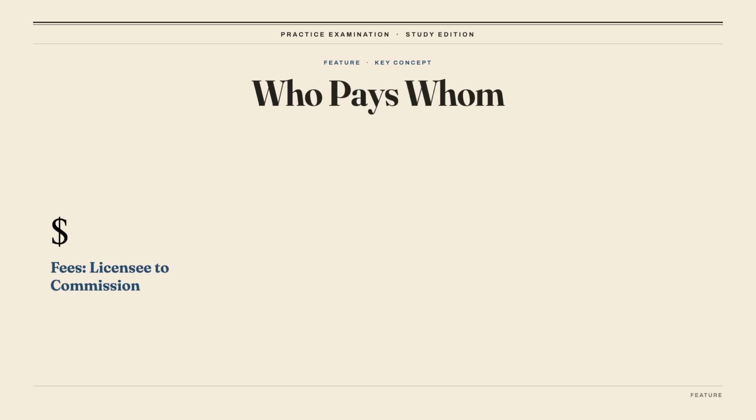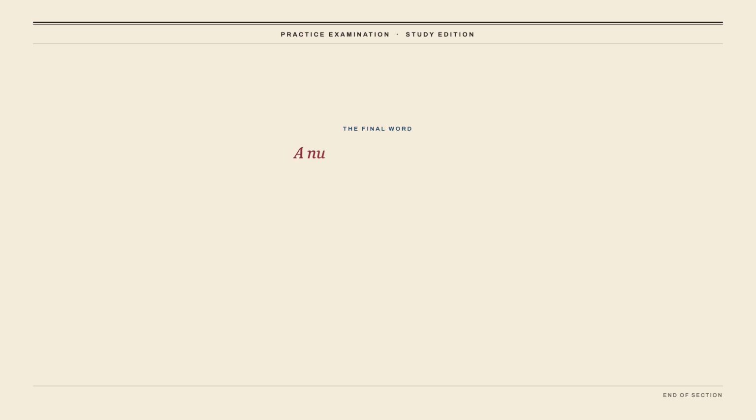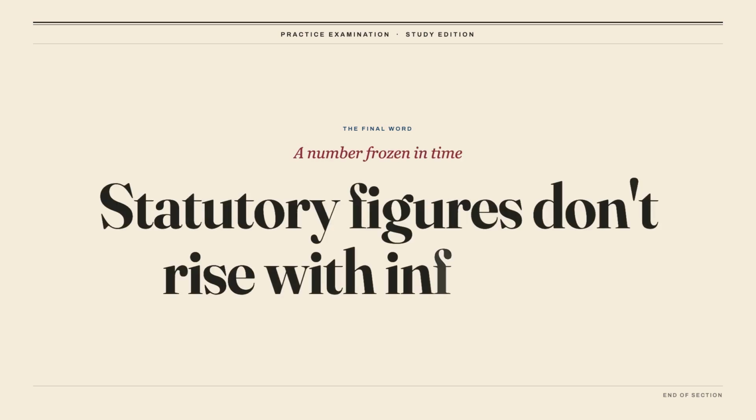The habit worth building across this whole area of law is noticing which side of the relationship a figure sits on. Fees flow from licensees to the commission. Allowances flow from the state to commissioners. And penalties are paid by licensees who missed a deadline. The $75 figure has stayed unchanged for years because statutory dollar amounts never adjust automatically. Don't assume a compensation figure reflects current market rates, and always check which side of the transaction it belongs to.